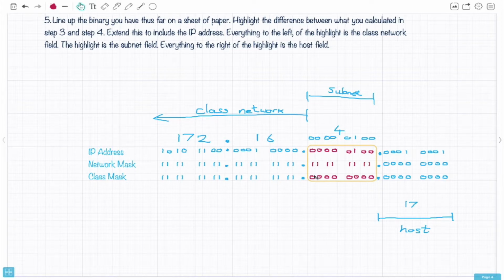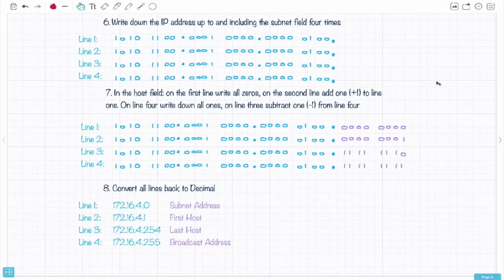So 172.16 is the class network, 4 is the subnet, 17 is the host. And it's quite common to say 172.16.4 is the subnet. So now what we do is we write down the IP address up to and including the subnet field 4 times, exactly the same: line 1, line 2, line 3, line 4.